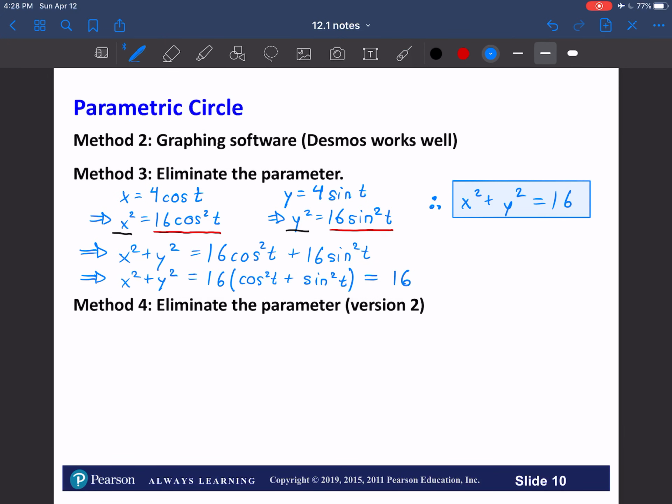Let's try the second method of eliminating the parameter down below. In this case, I actually want to approach this slightly differently. Rather than figuring out a way to get sine squared plus cosine squared, let me do this. I'm going to write that x over 4 is equal to cosine of t. Certainly that's true if I just take this equation and divide both sides by 4. Then, this actually represents a right triangle.